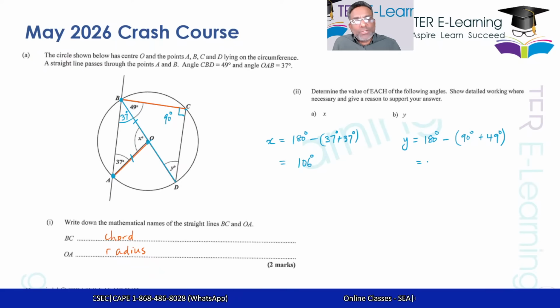Okay, so you see how CSEC can trick you in some of these questions here. A lot of people saying the answer is 37, but let's calculate it and see if we do get 37. It may not be true. 90 plus 49, right? And as you can see, I'm getting 41. So the answer is not actually 37, but 41. So they did the question in such a way that they kind of trick you.